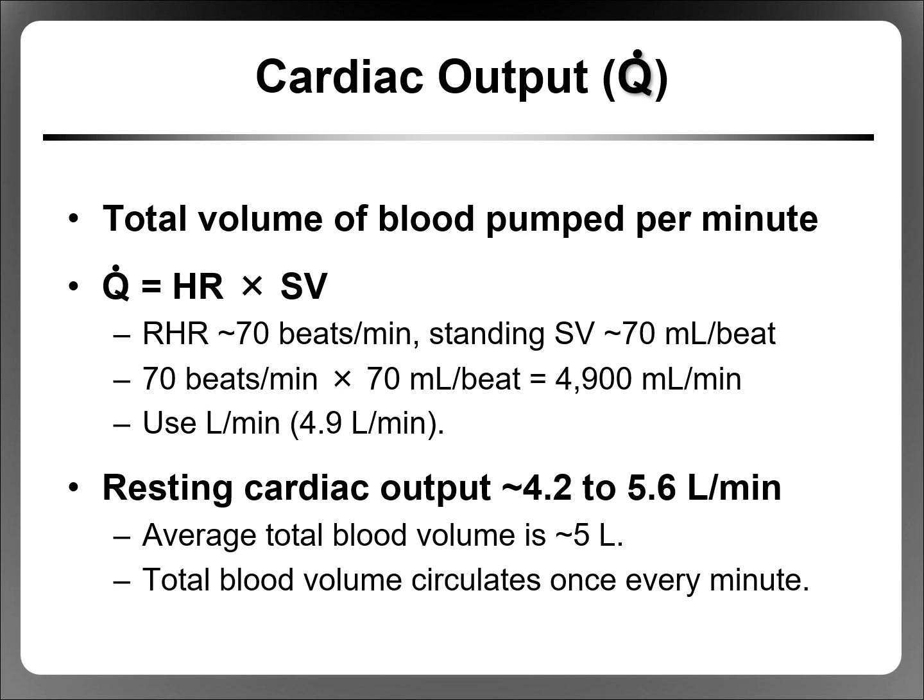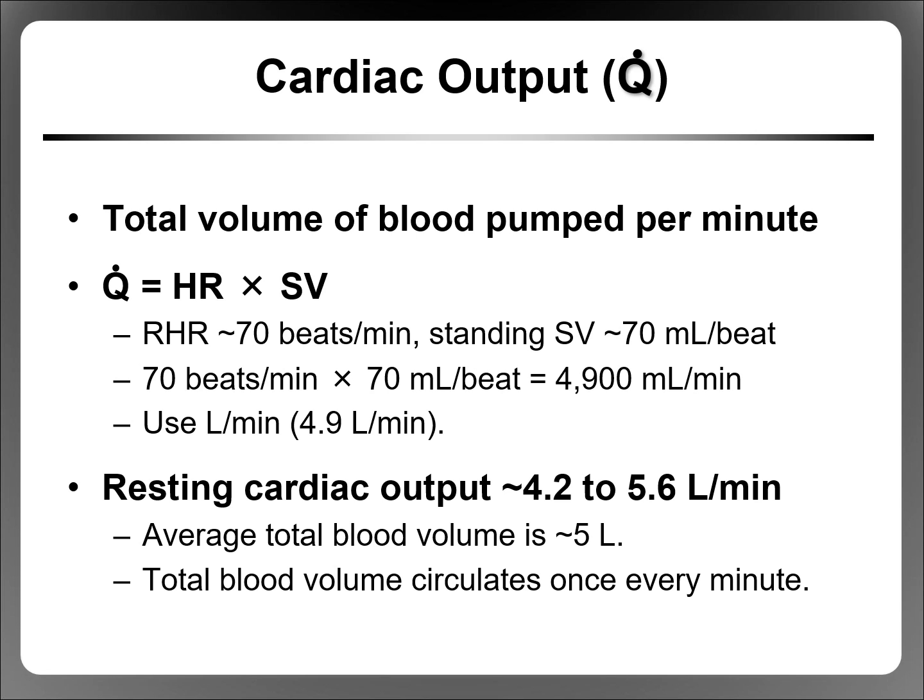So our last essential vocabulary term to discuss is cardiac output. This is going to be the total volume of blood pumped per minute. We calculate this by taking your heart rate times your stroke volume. So in our example here, we'll take a resting heart rate of around 70 beats per minute and a standing stroke volume of around 70 milliliters per beat. This means that we multiply these two together, so 70 times 70 will give us 4,900 mLs per minute, or about 4.9 liters per minute of blood circulation.